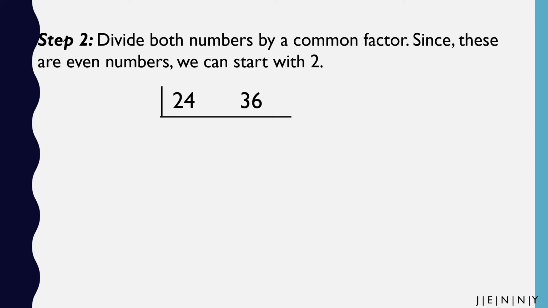2. Divide both numbers by a common factor. Since these are even numbers, we can start with 2. Then 24 divided by 2 is 12. 36 divided by 2 is 18.